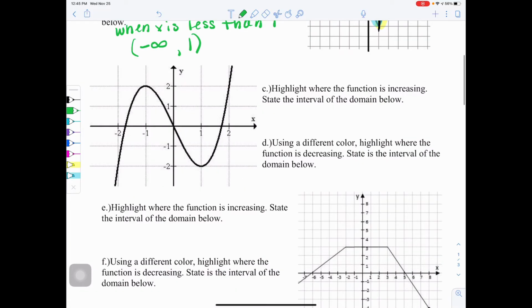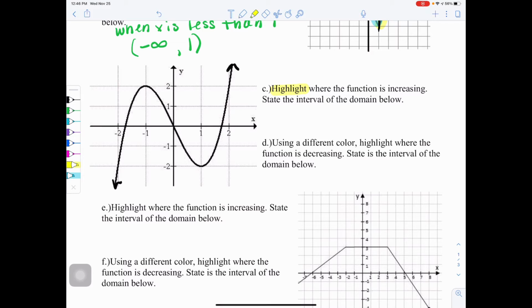It says highlight where the function is increasing. So again, we'll highlight in one color, and we'll state the interval of the domain below. So remember, you're thinking about going uphill, increasing. I see a few spots where this is actually happening. Even though, well, let's add arrows first. There should be an arrow on this end and an arrow on this end.